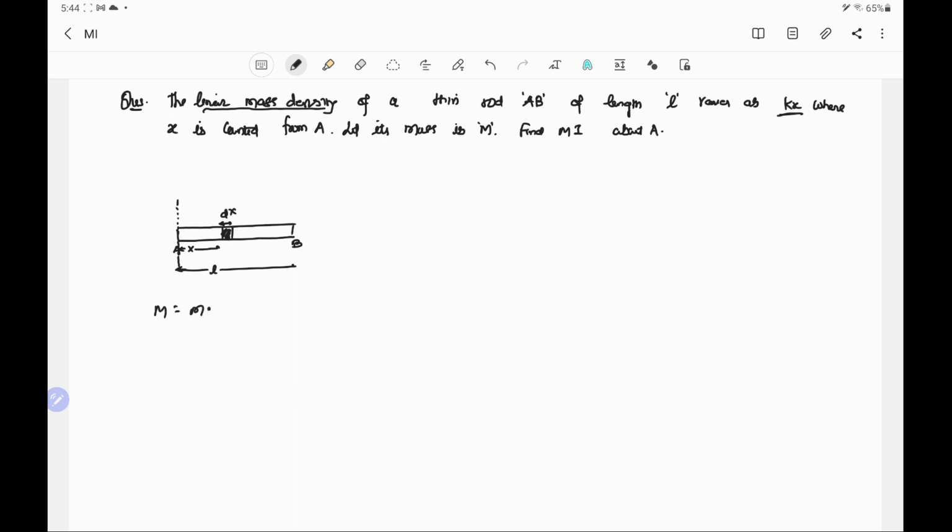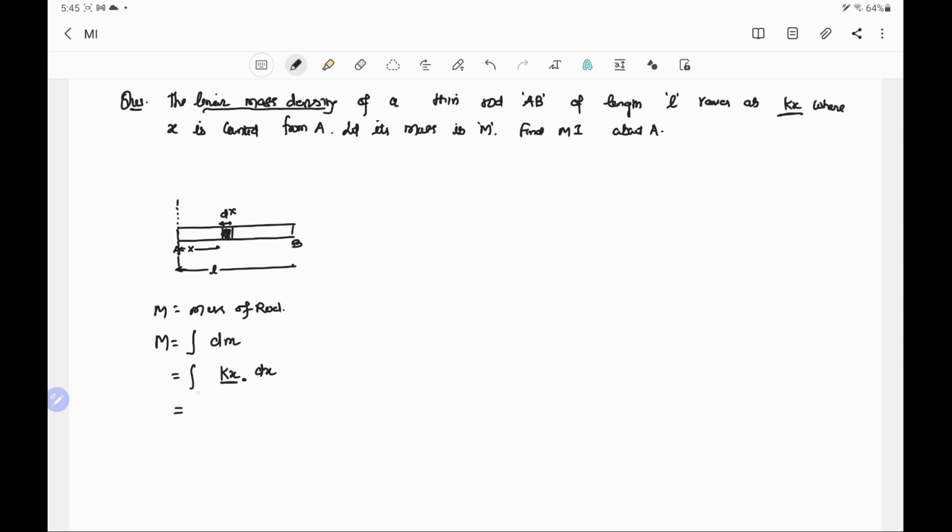M is the mass of the rod. So mass will be equal to the integral of dm. We take an elementary mass and integrate it, and we will get the total mass. What is dm? The density at distance x is kx, which is the mass per unit length. Then we multiply it with the length we have taken, dx. So it will give the dm.